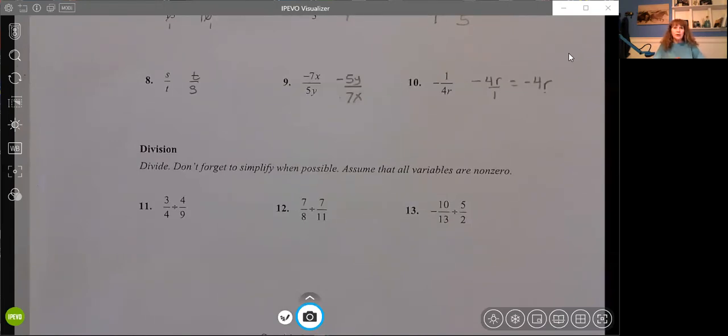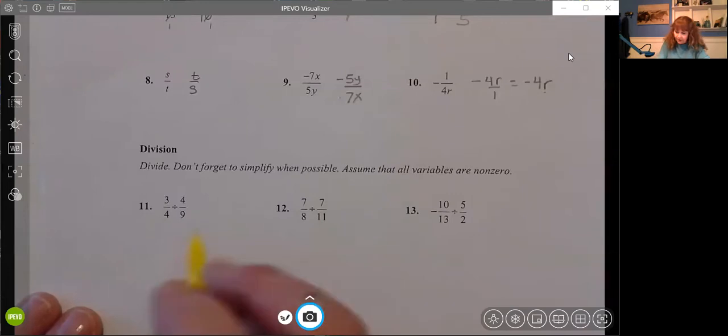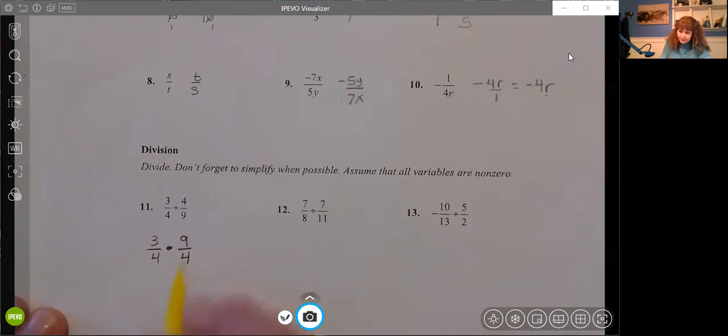Let's look at number 11 here. We have 3/4 divided by 4/9. In order to find the quotient, we will take 3/4 times 9 over 4. What we say is copy dot flip. You do this before you start to reduce. You need to do the copy dot flip.